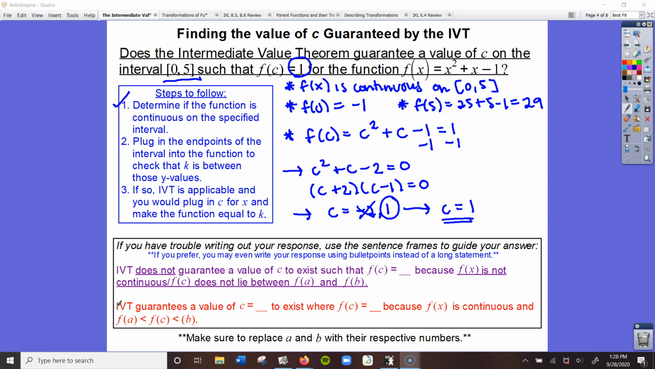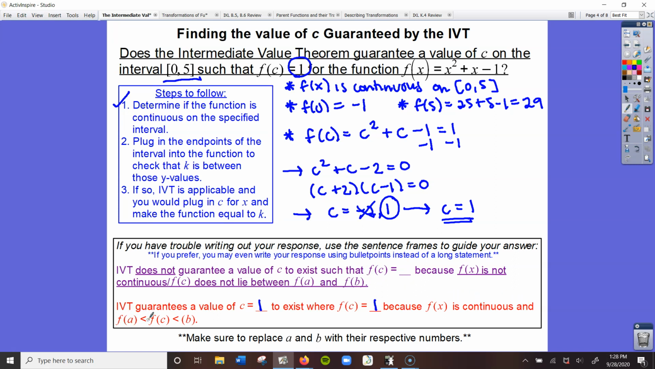So this first sentence frame reads, "IVT does not guarantee a value of c to exist such that f of c is equal to, in this case, 1, because..." and then you would have to state your reasoning. Now in our case, IVT is applicable, so we would state, "IVT guarantees a value of c to exist such that f of c equals 1, because f of x is continuous."